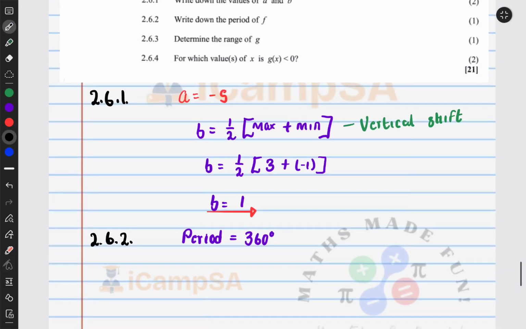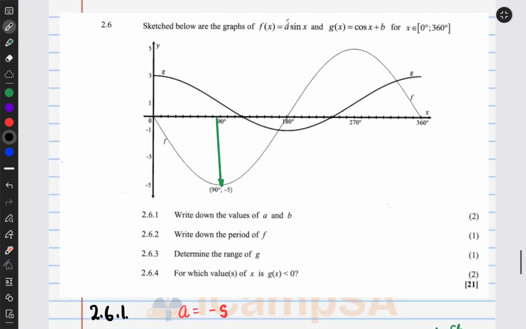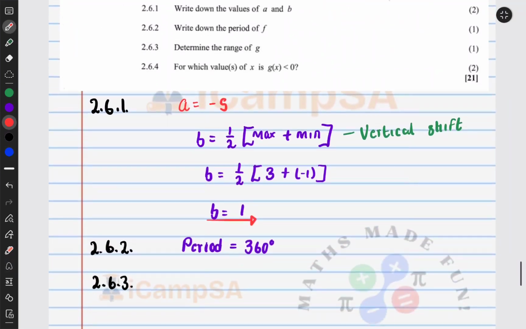Okay, and then 2.6.3, determine the range of g, the cosine function. Remember that for the range we are looking at the y values. What's the minimum value for g? It is -1. That's the minimum value, and the maximum value for g is 3. So the function only exists between those two values, which are -1 and 3.